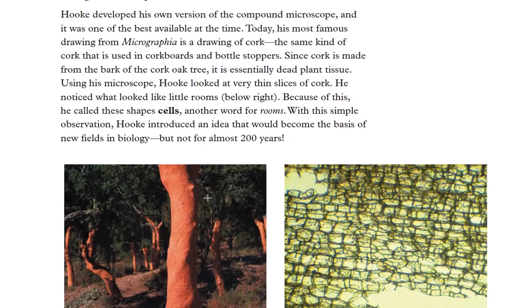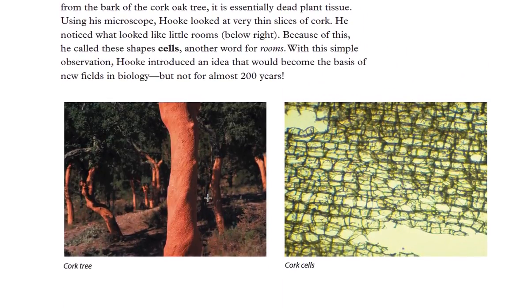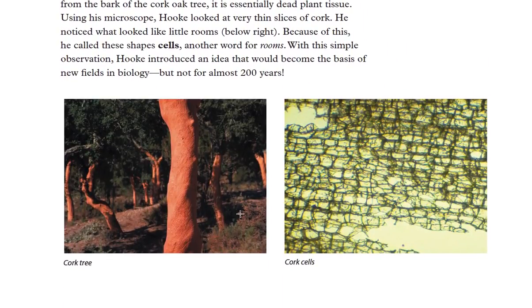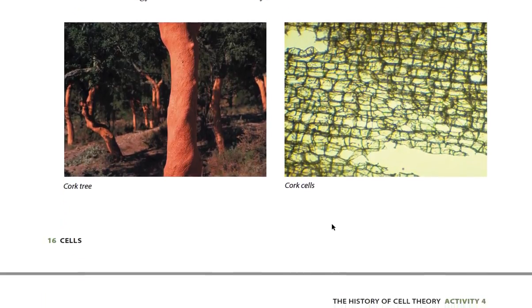With a simple observation, Hooke introduced an idea that would become the basis of new fields of biology, but not for almost 200 years. There's a cork tree, and there is what cork cells look like under the microscope.